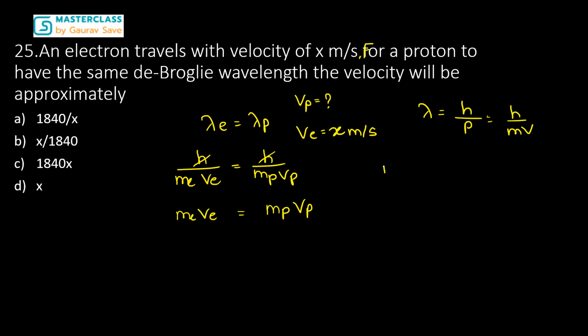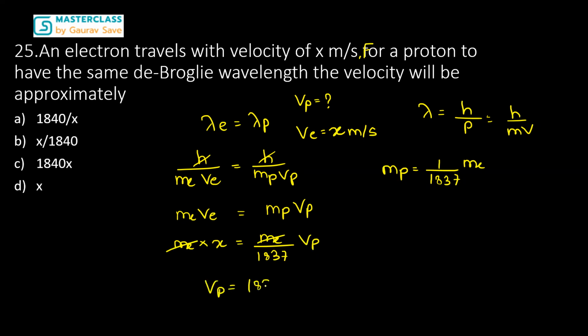Now we all know that mass of proton is 1 upon 1837 times mass of electron. So let's put down these values. Mass of electron into velocity of electron is given as x, which is equal to mass of electron upon 1837 times velocity of proton. Mass of electron will cancel out. Velocity of proton is equal to 1837 times x. And the correct answer is C over here. They have just rounded it off to 1840. Okay, so the correct answer is C.